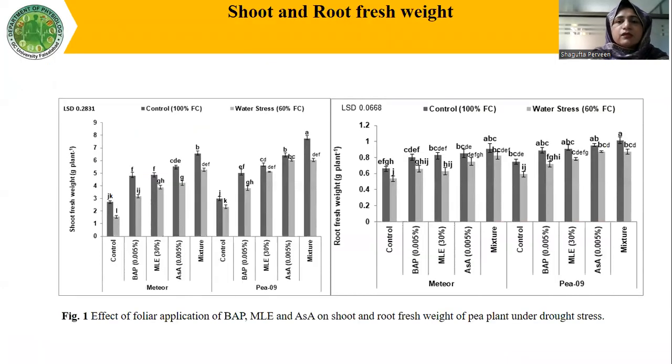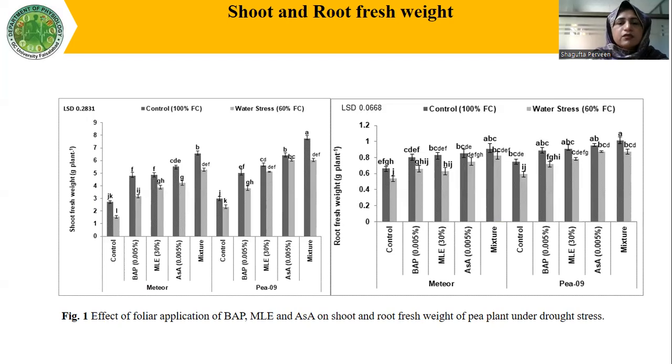Findings. The results of the current study show that shoot and root fresh weight significantly decreased under 60% field capacity in both pea cultivars, that is Meteor and P09. Of both pea cultivars, P09 was higher in shoot fresh weight and root fresh weight. Foliar application of BAP, MLE, and ascorbic acid significantly increased shoot fresh weight and root fresh weight in both pea cultivars of various treatments.